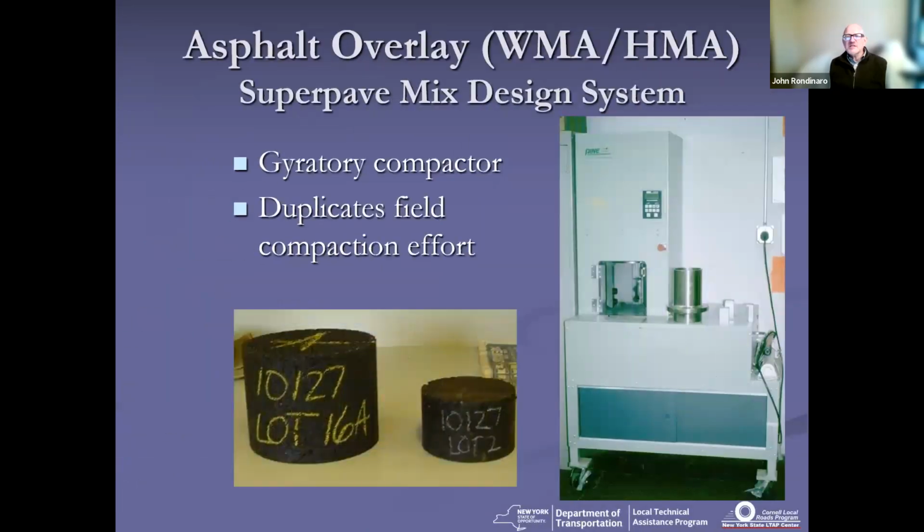The mix design system that we use to mix those components up and come up with our asphalt pavement product is a Superpave mix design system. It's been around since the late 90s. One of the key components of that system is the use of a gyratory compactor, and we use that because it best duplicates field compaction efforts.